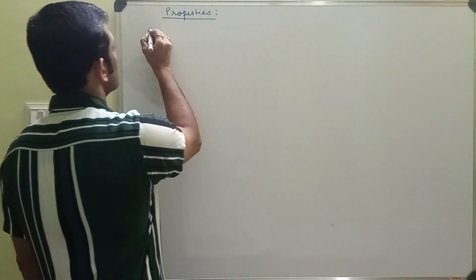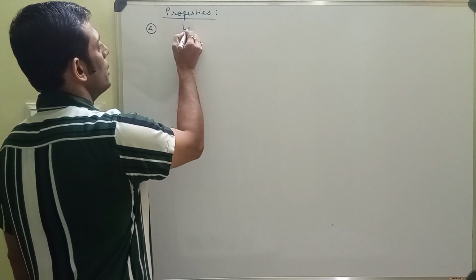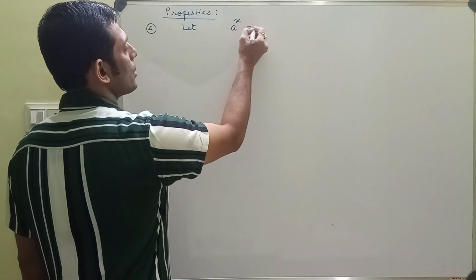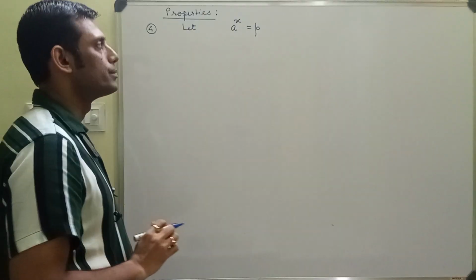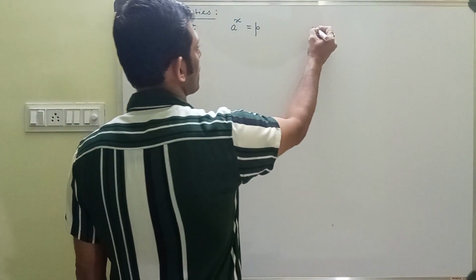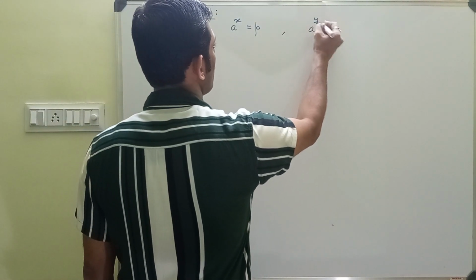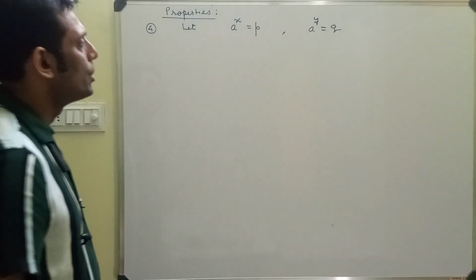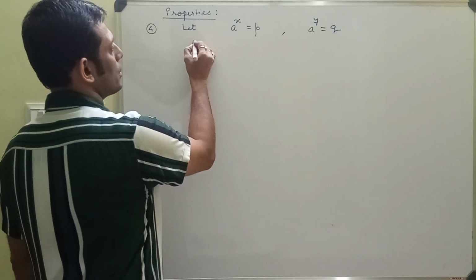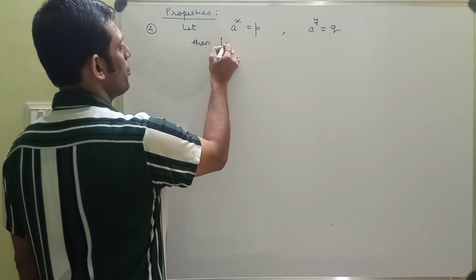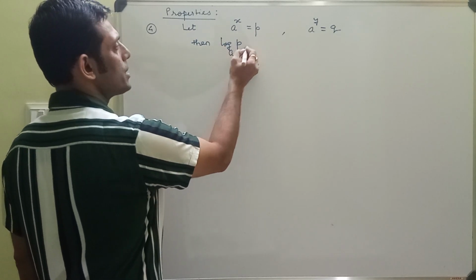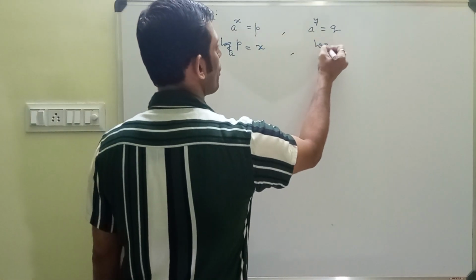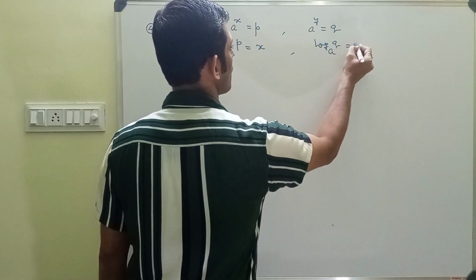Property number 4. Let a power x equal p and a power y equal q. That means log p base a equals x, and log q base a equals y.